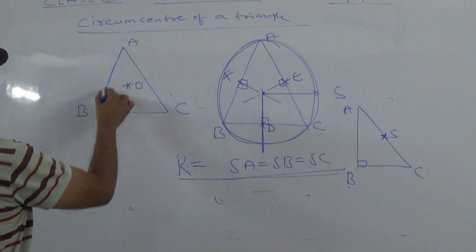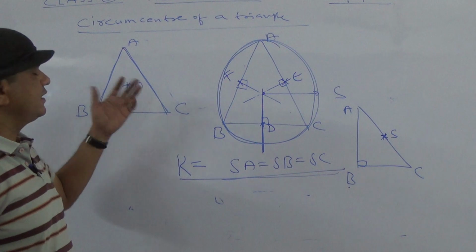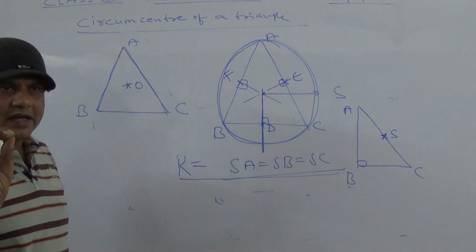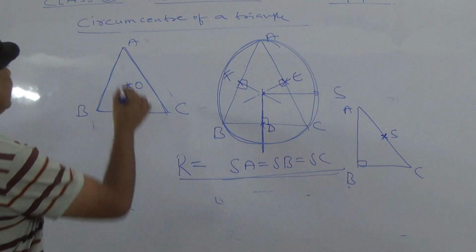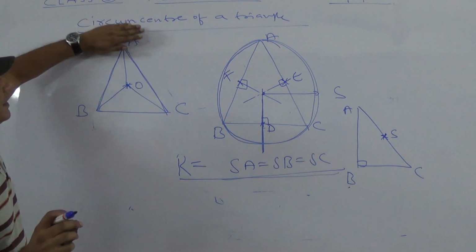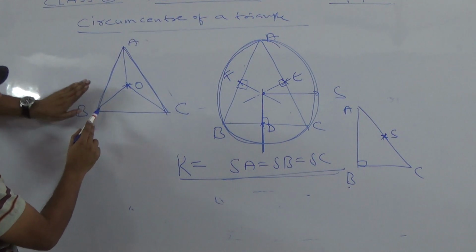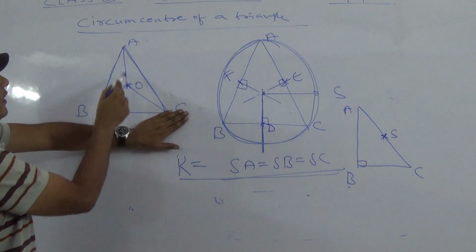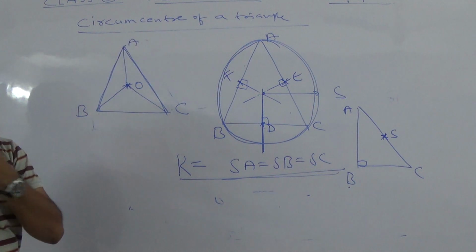ABC is a triangle, O is the orthocenter of the triangle ABC. Then each point is the orthocenter of the triangle formed by the remaining 3 points. That means, for example, A is the orthocenter of the triangle BOC. B is the orthocenter of the triangle AOC. C is the orthocenter of triangle AOB. But O is the orthocenter of triangle ABC.